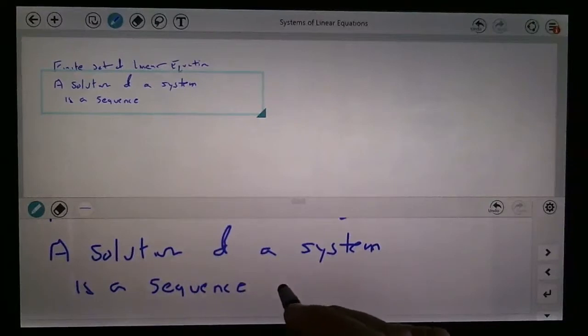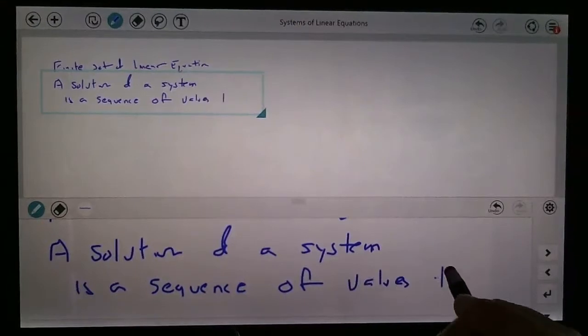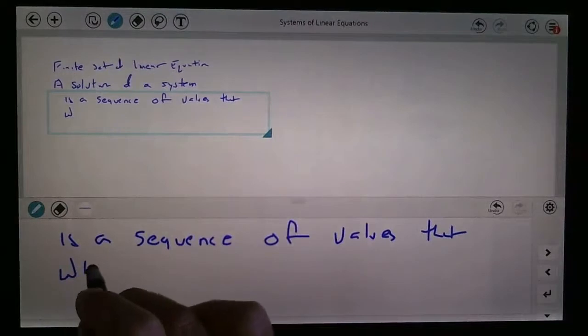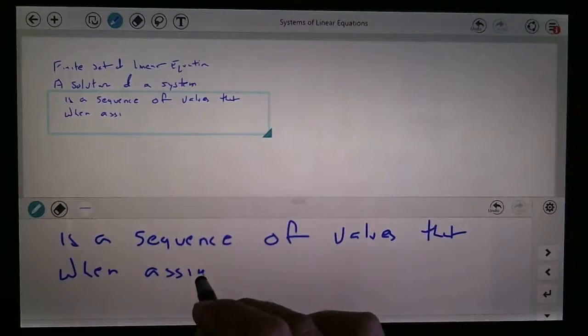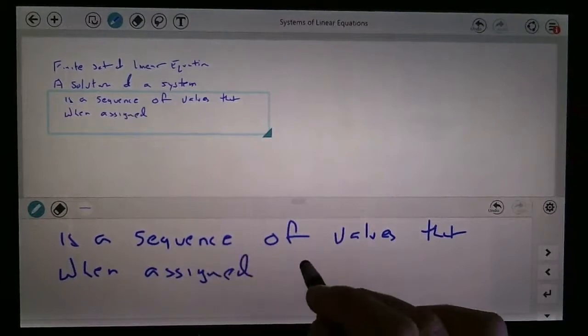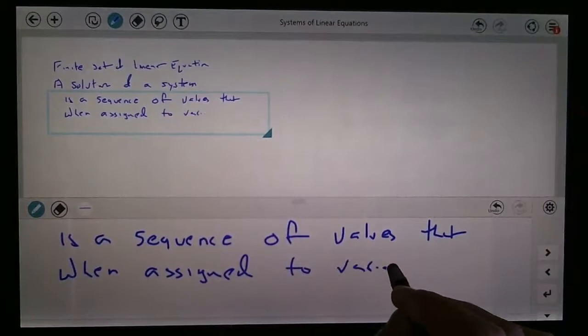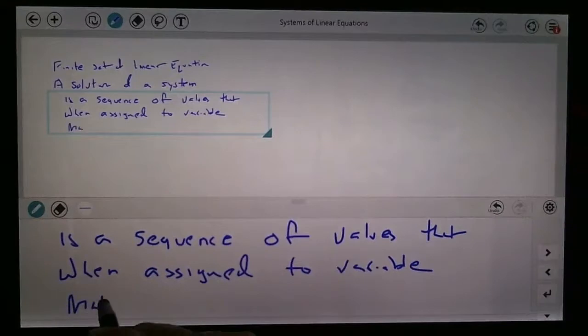So a sequence of values that when you assign those values to the variables, they make all the equations in the system true. Right? It's a sequence of values that when assigned to the variables makes all equations true.